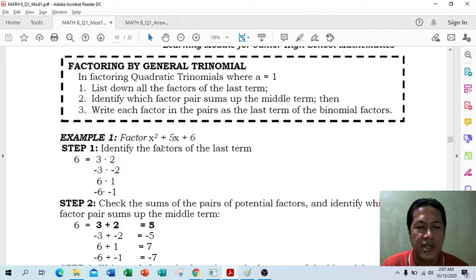X squared plus 5x plus 6. Hindi may ng factor sa last term. Masama si last term? 6. Masama yung mga factors ni 6. 3 times 2, negative 3 times negative 2, positive 6 muna. 6 times 1, negative 6 times negative 1. Nangita kag factors na kung i-add di mo, may equal sa middle term. Sa may middle term, 5.